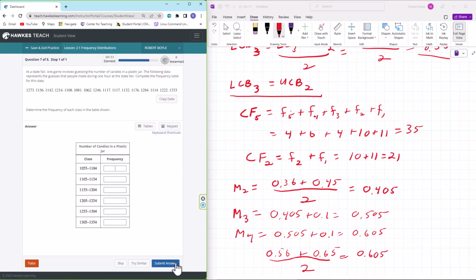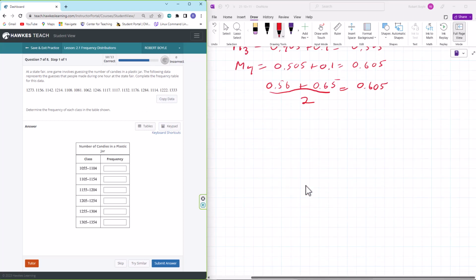And that moves us to the second to last problem. And here we have, at a state fair, one game involves guessing the number of candies in a plastic jar. The following data represents the guesses that people made during 1 hour at the state fair. Complete the frequency table for this data. Now, what you could do is essentially just using tick marks, try to figure out which value belongs to each class. Another thing that you could do is go ahead and sort the data, which would make it easier. Let's go ahead and sort the data.